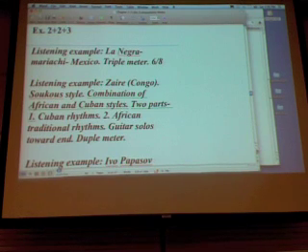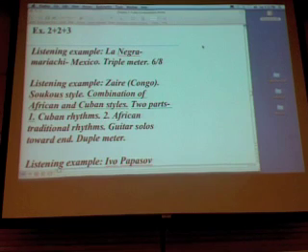This one is from the country of Zaire. And Zaire, or the Congo, is in Central Africa. And in this part of Africa, they have fantastic pop music. Sounds like this.